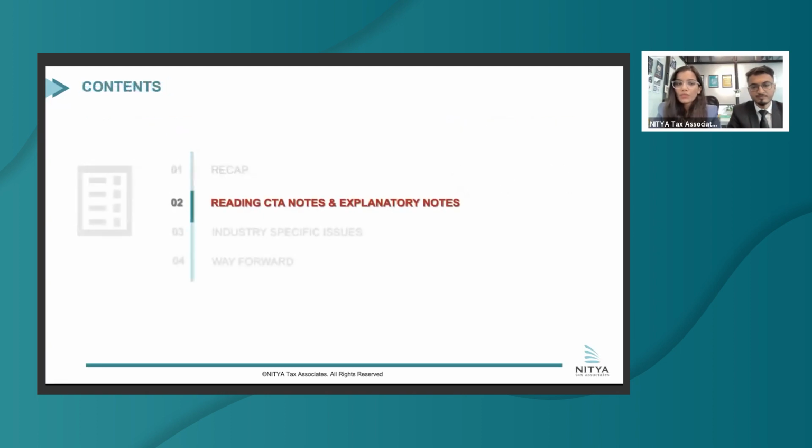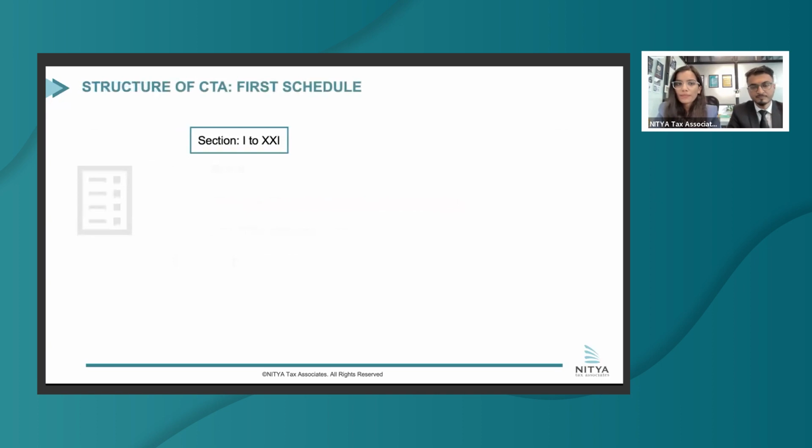Now coming to our main segment of this webinar, that is, how do we read customs tariff notes and explanatory notes. So basically the entire tariff is divided into 11 sections. Then there are 98 chapters within those 11 sections.